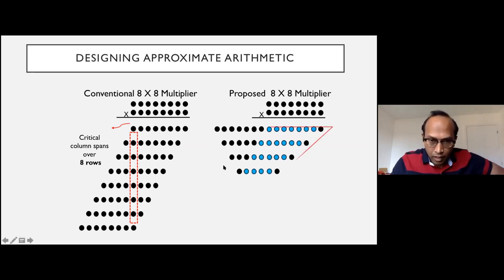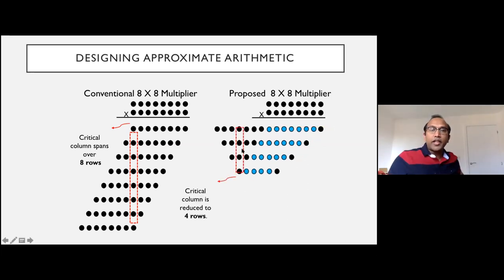Look at this. So the critical path is now only 4 bits as opposed to 8 bits. And the adding between these 4 bits is now happening in the space of an OR gate, which is incredibly fast, almost 5 to 6 times faster compared to the XOR gate.